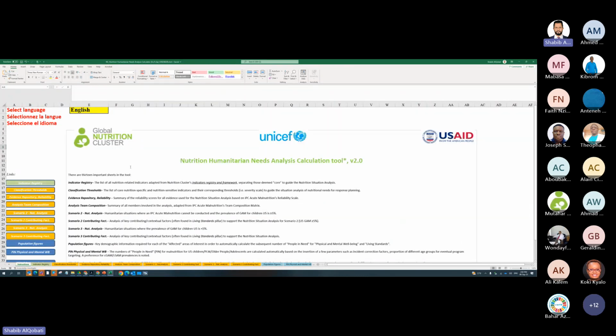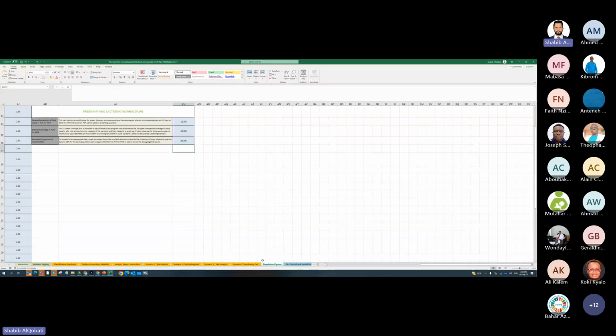And hi, everyone. Yes, this is the tool. It is called Nutrition Humanitarian Need Analysis Calculation. This tool, you can find it in different languages, for example, in English, French, and Spanish. You can change the language from here. And as it is explained before, it is for two things. It is for severity ranking, that means you can find here which scenario you are, if scenario 1 or scenario 2 or scenario 3. And the second one is the population figures.